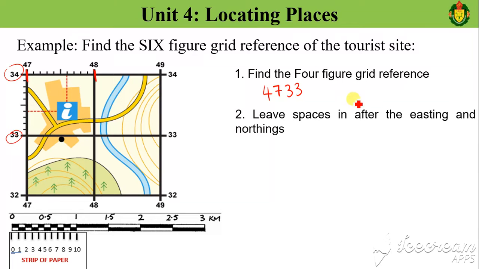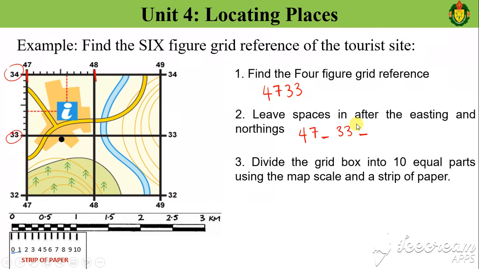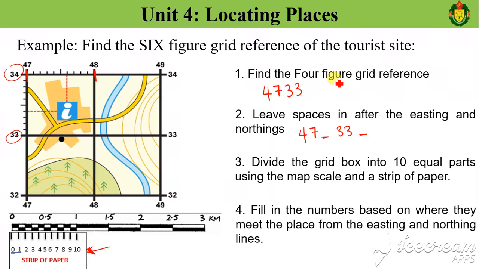Then now you're going to leave a space. So you have 47 dash 33 dash. You're going to fill in those spaces now. You're going to get a strip of paper, as we can see down here. So I have my strip of paper, and we see that on the map it's already divided into 10 equal parts. So I divide my strip of paper into those 10 equal parts. Alright? After that now I'm going to place my strip of paper here on my grid box here.